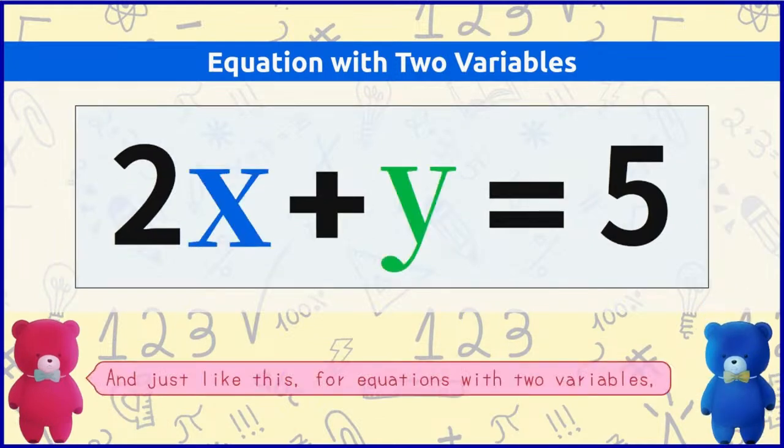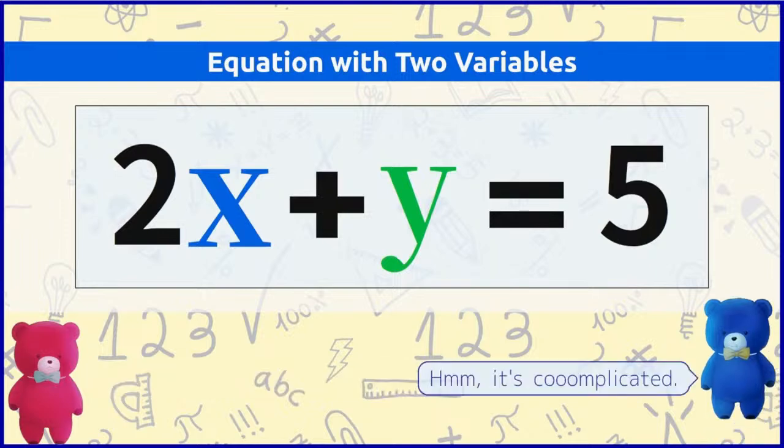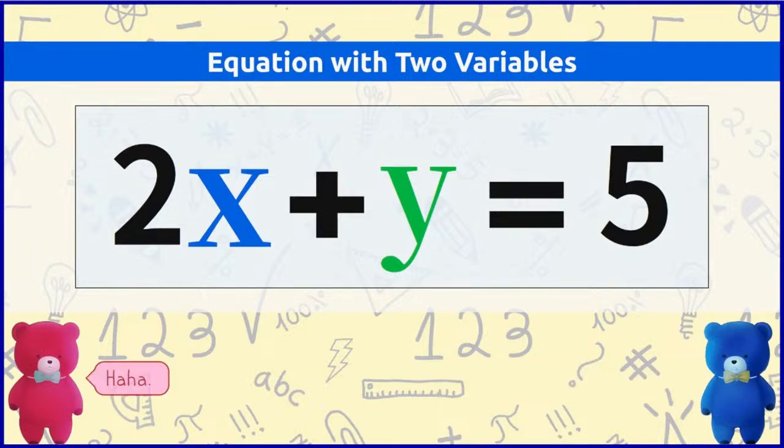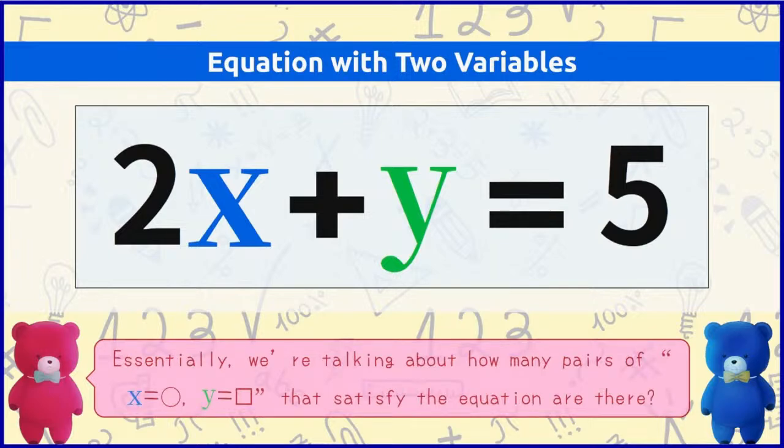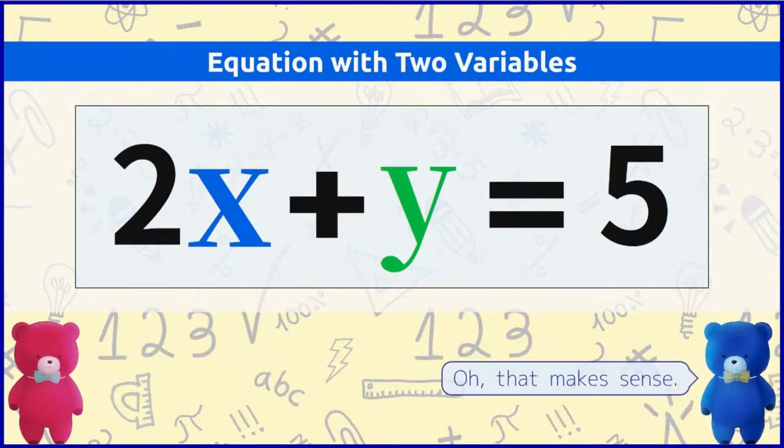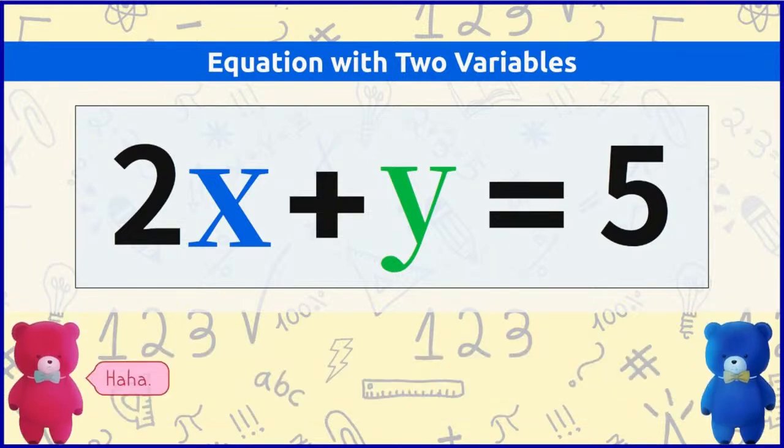And just like this, for equations with 2 variables, there are various patterns in the number of solutions. It's complicated. Don't mix up the number of variables and the number of solutions. Essentially, we're talking about how many pairs of x equals circle, y equals square that satisfy the equation there are. Oh, that makes sense.